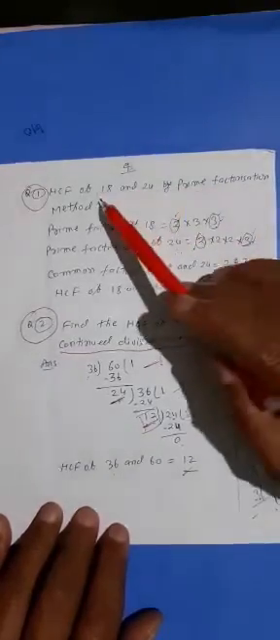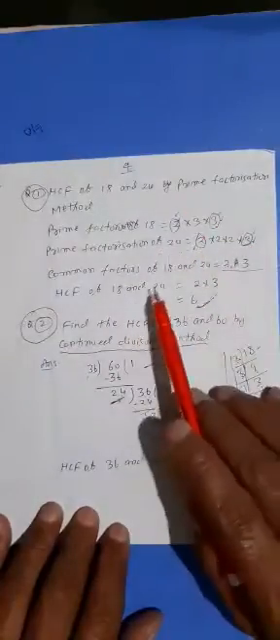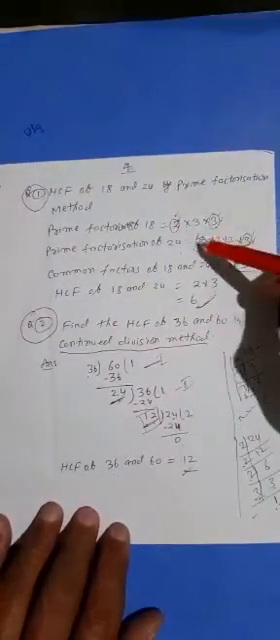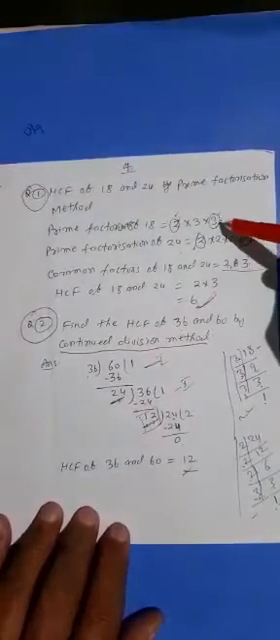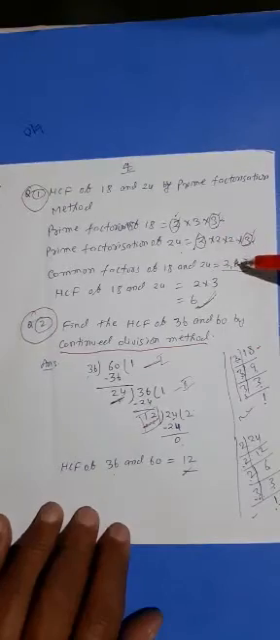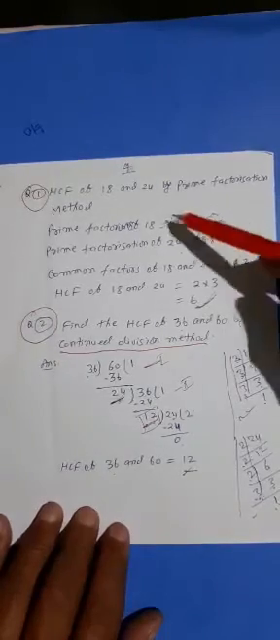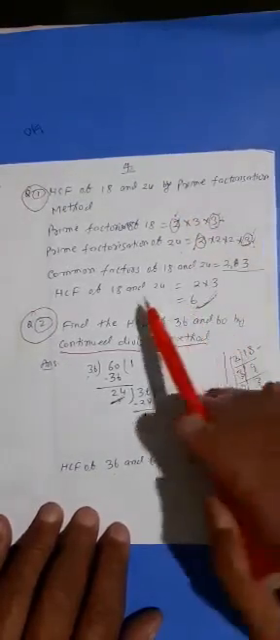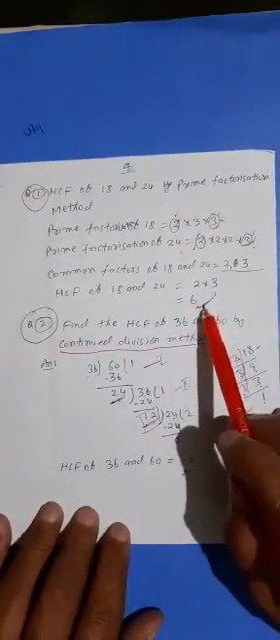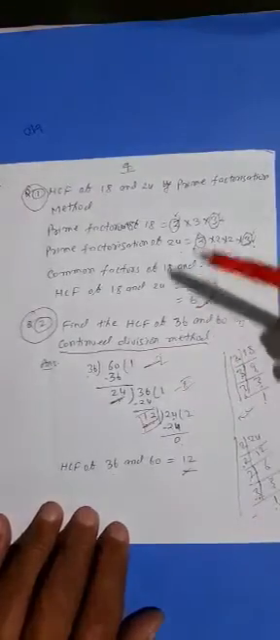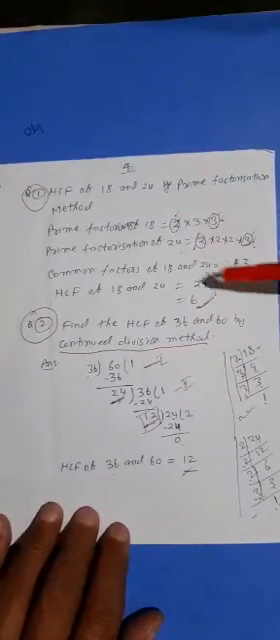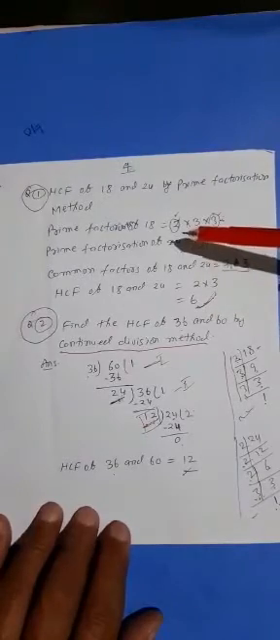Now we have to find the common factors. Common factors of 18 and 24: what are we seeing? 2 is present in both, and 3 is also present in the factors of both. So 2 and 3 are the common factors of 18 and 24. Now the highest common factor is 2 multiplied by 3, that is 6. 6 is the answer. If we have to find the highest common factor of 18 and 24, then the answer will be 6.